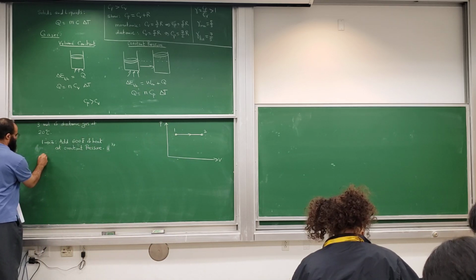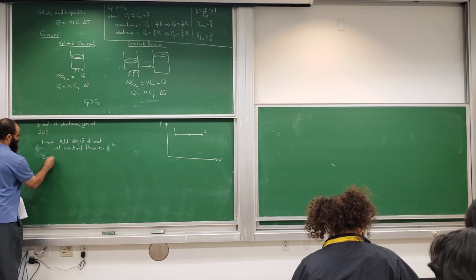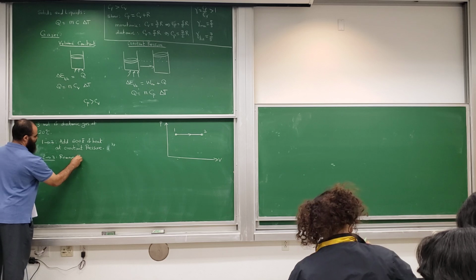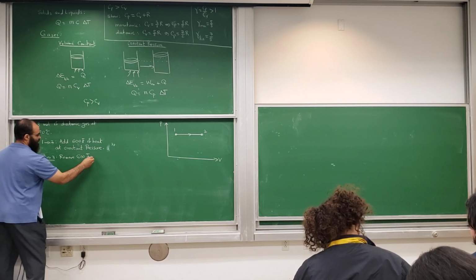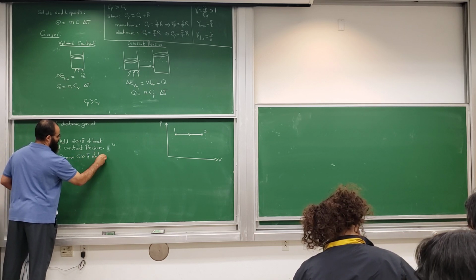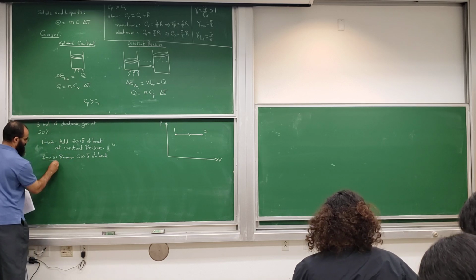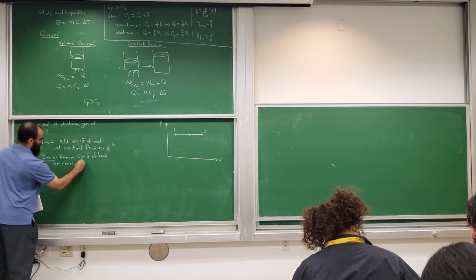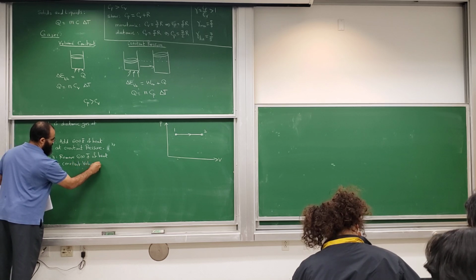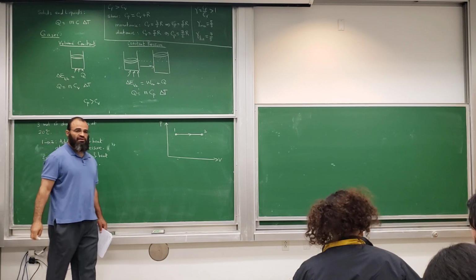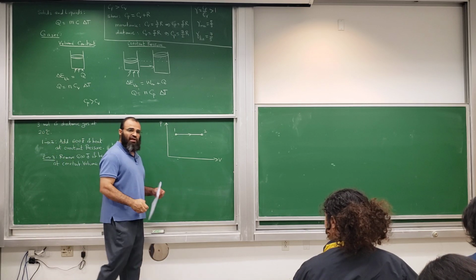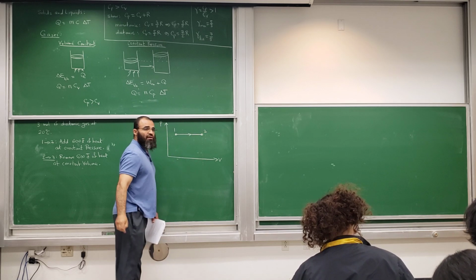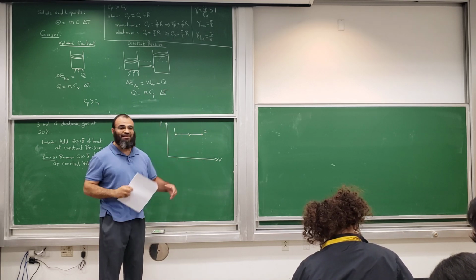From 2 to 3, we're going to remove 600 joules of heat at constant volume. So remove 600 joules of heat. And it's going to be at constant volume. So it's going to follow a vertical line, right? Constant volume. So are we going to go down? Yes.